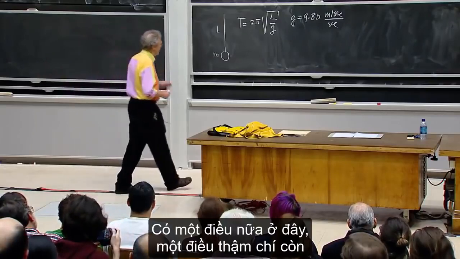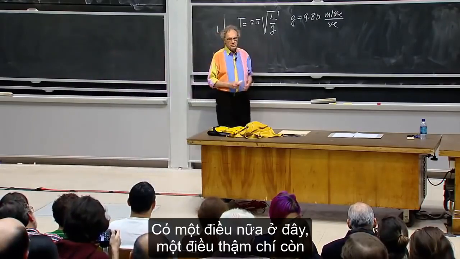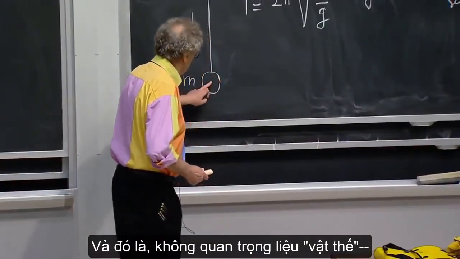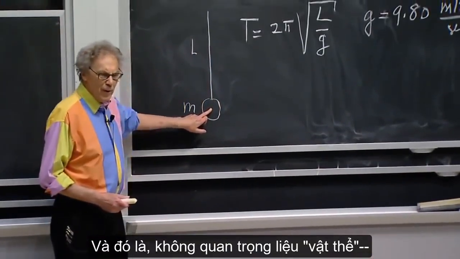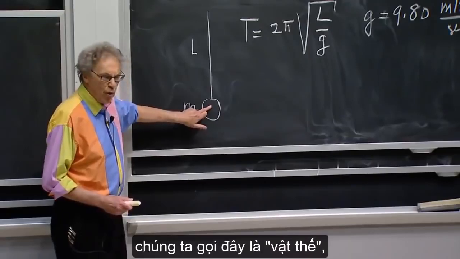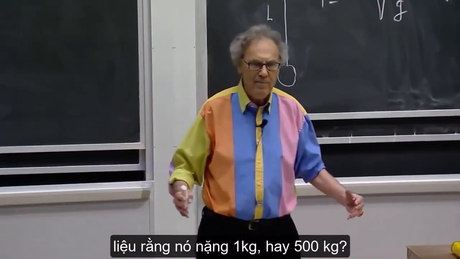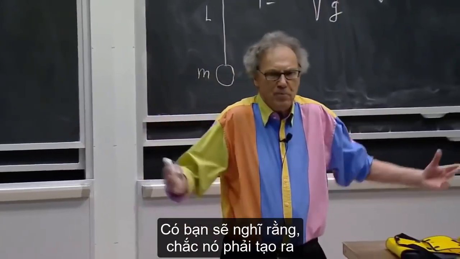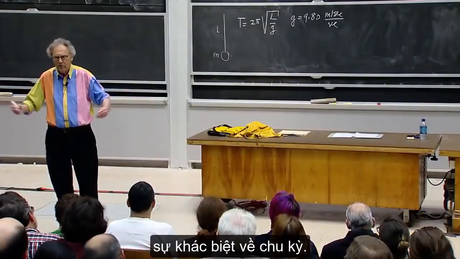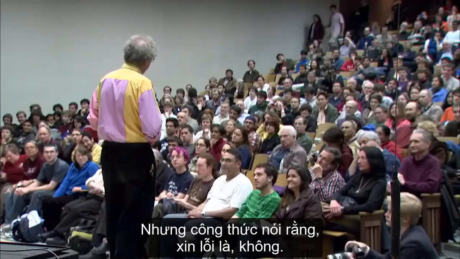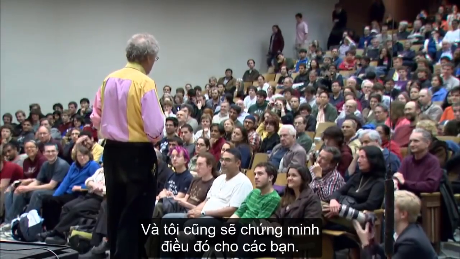There's something else in here which is even more non-intuitive. And that is, doesn't it matter whether the bob, we call this the bob, whether it is 1 kilogram or 500 kilograms? You would think, wow, that must make a difference in the period. But the equation says, sorry, it doesn't. And I'm going to demonstrate that to you too.